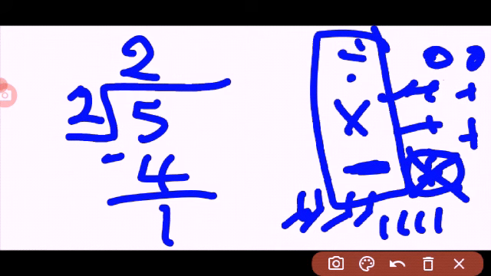1, 2, 3, 4, 5. Take away 4. 1, 2, 3, 4. What is remaining? 1. Okay, so that's the answer.